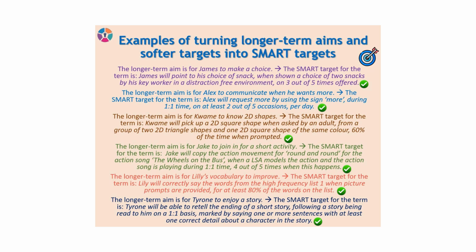Examples of turning longer-term aims and softer targets into SMART targets. The longer-term aim is for James to make a choice. The SMART target for the term is James will point to his choice of snack when shown a choice of 2 snacks by his key worker in a distraction-free environment on 3 out of 5 times offered.